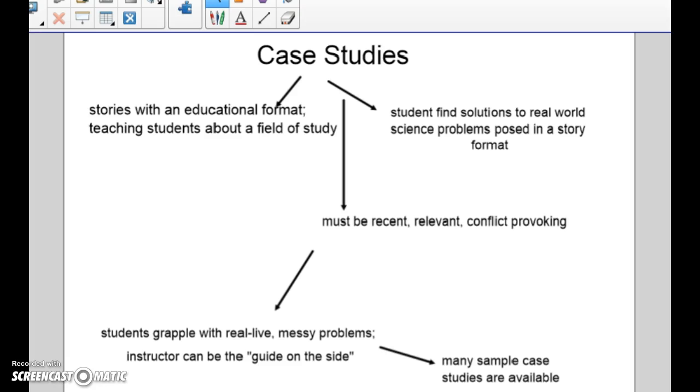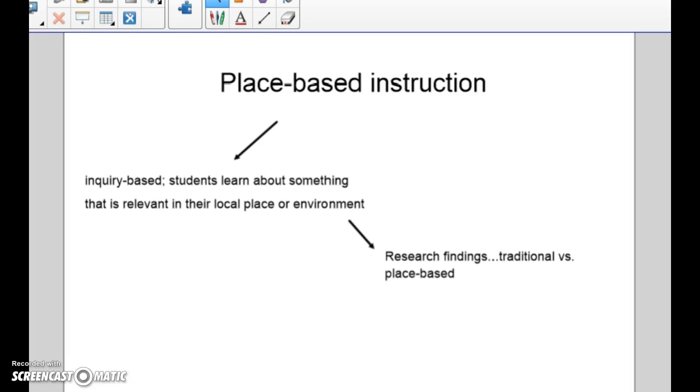The next one that I looked at was place-based instruction. And when I first looked at this term, I didn't really understand what it meant.